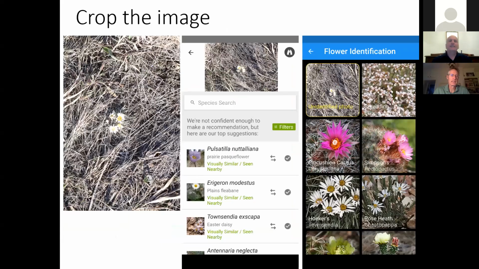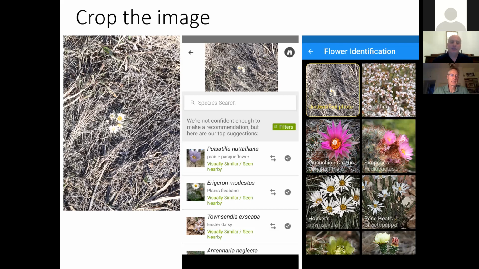So the first thing is you've got to crop the image. This is just an image that I took a couple days ago. I think you can see what the flower is. It's one of the only things blooming right now, the Townsendia hookeri.